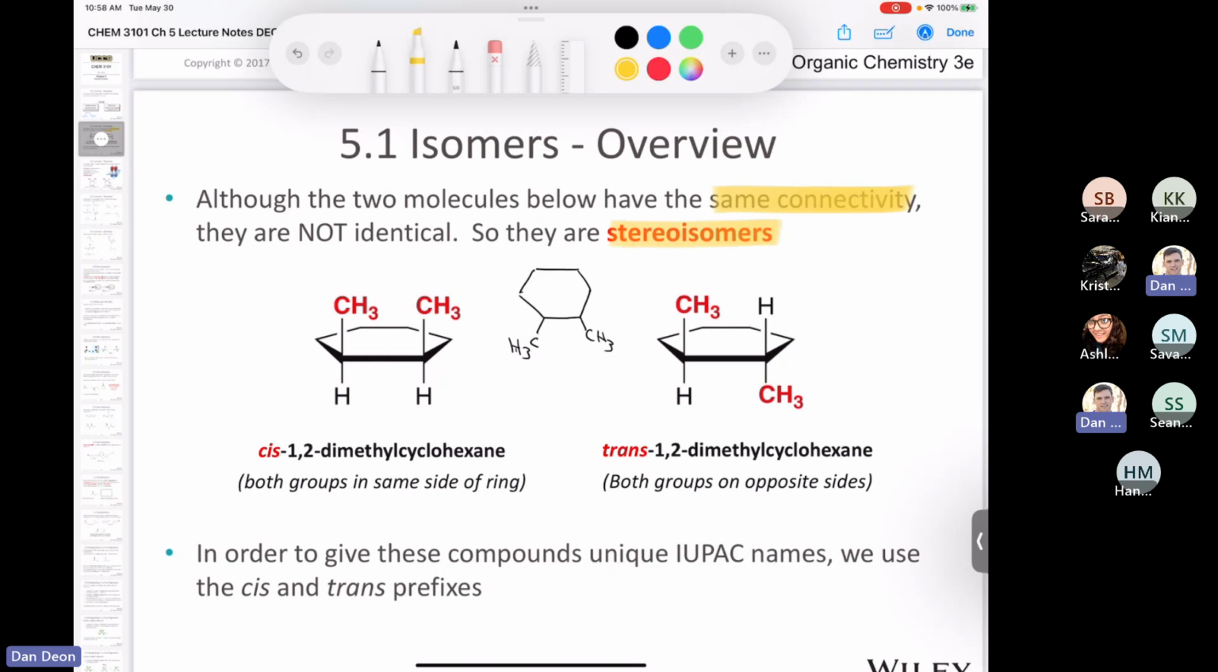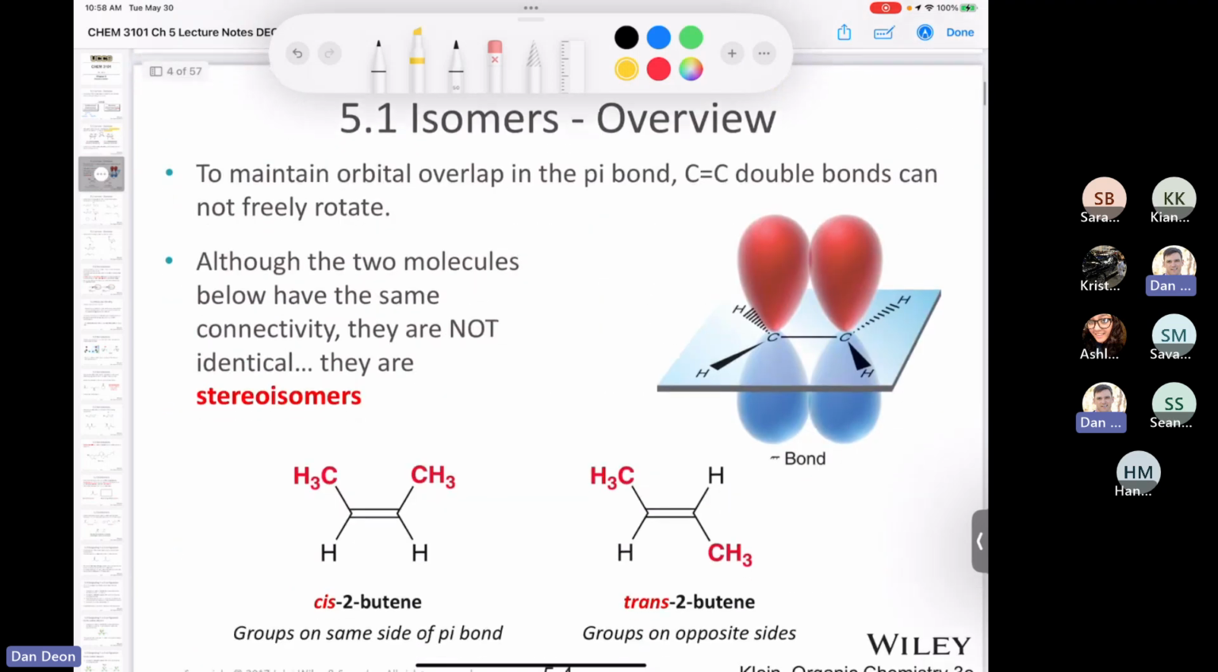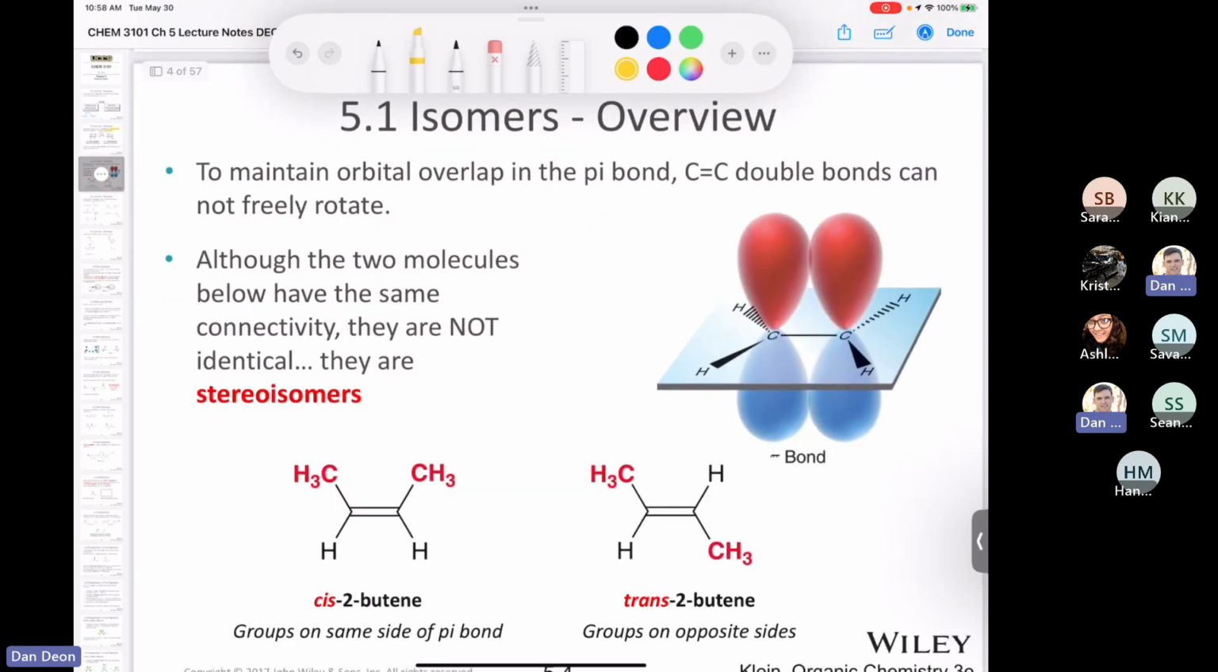So cis-trans isomerism is one form of stereoisomerism. Now, not only did we see cis and trans in a ring, we also saw cis and trans in a double bond. Let's say I have this compound here. This is cis-2-butene, and this is trans-2-butene. Just to review, cis is when you have two groups on the same side of the ring, or sorry, the same side of the double bond. And trans is when we have two groups that are on opposite sides of the double bond.